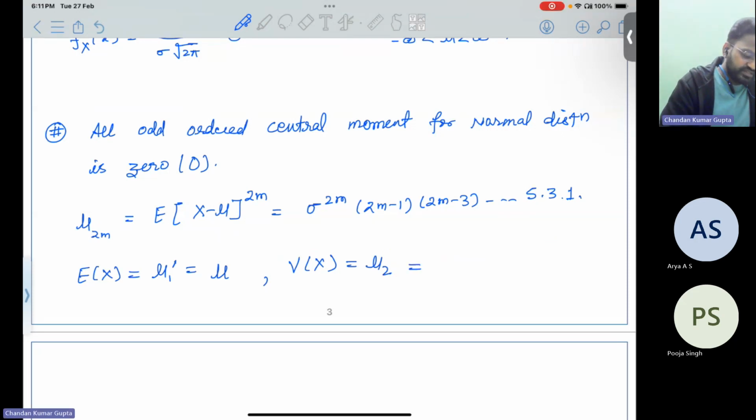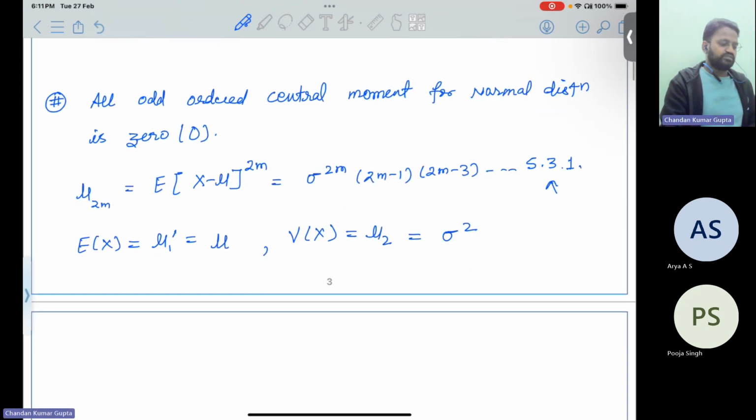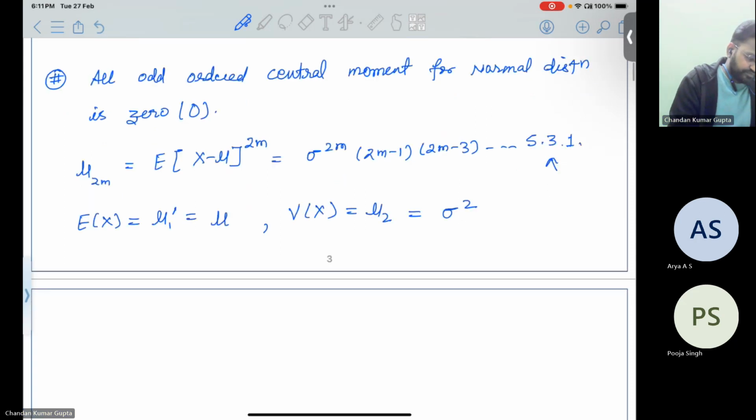When we put the value of m in this, we will get sigma square. Am I writing correct, or is there something for m equal to 1? Yes, not for m equal to 2. For m equal to 1, it will be sigma square, which is the variance of the normal distribution.